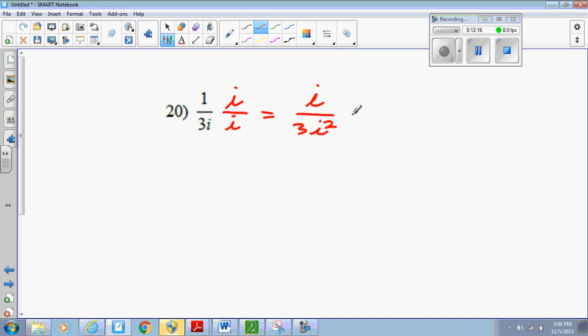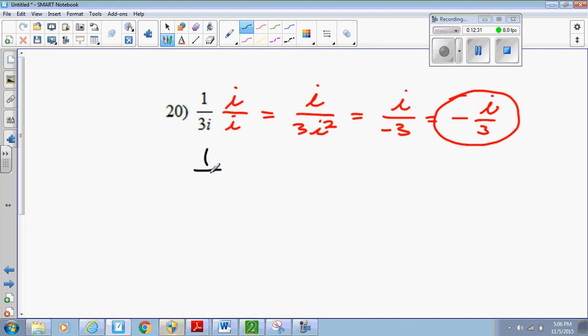Well, i squared is negative 1, so that's going to be i over negative 3, or as a multiple choice would look, negative i over 3, which is how they actually write the answer. Now, some of you might have said 1 over 3i, and put 3i over 3i. It still works. You get 3i over negative 9, and the 3's cancel to be 1/3. It works out to be the same thing either way. The 3's are okay to have on the bottom, just not the i.